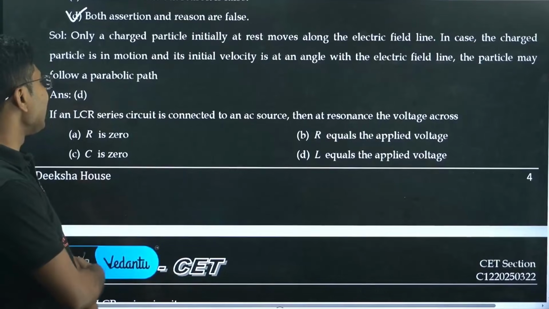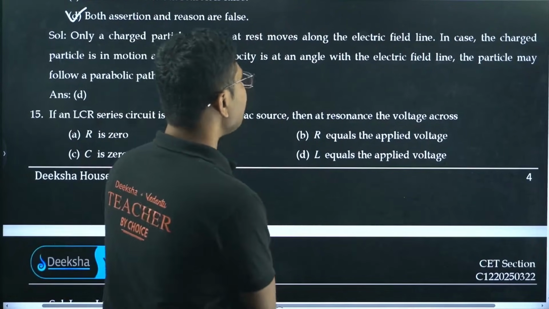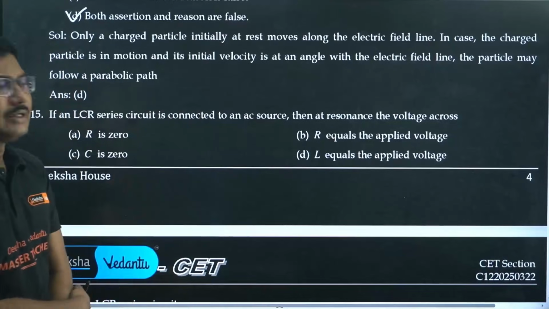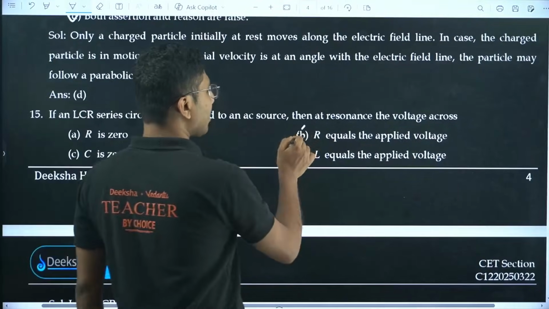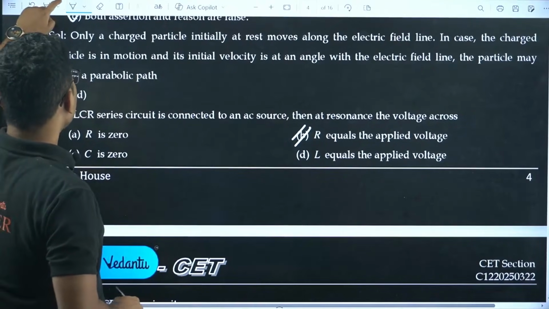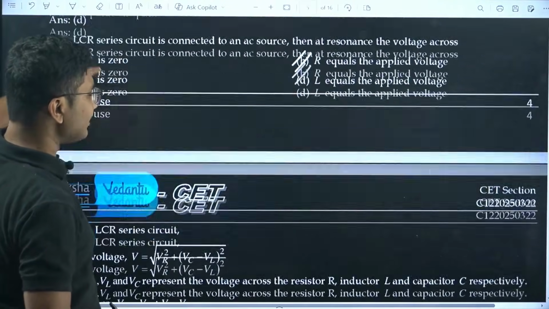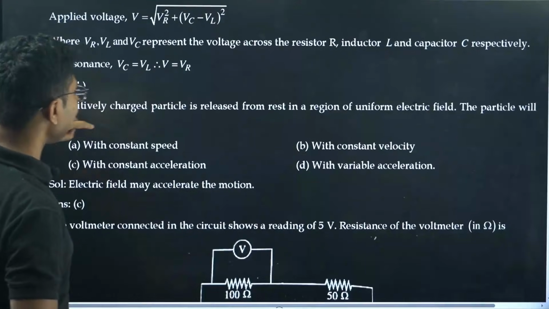If an LCR series circuit is connected to an AC source, then at resonance the voltage across R equals the applied voltage. Remember that at resonance, the voltage across R is exactly equal to the applied voltage. The combination of L and C is 0, but the voltage across R is exactly the applied voltage. So option B is correct.